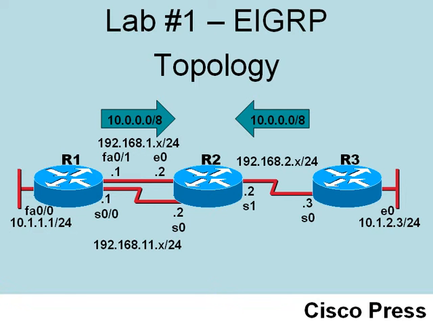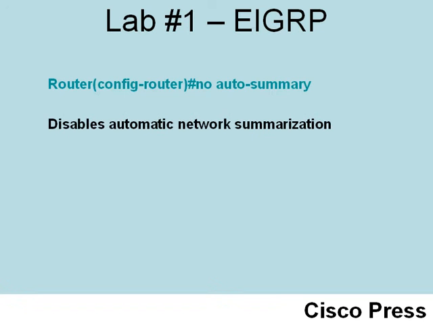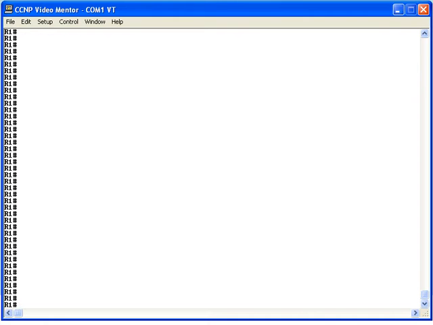How do we fix this? We need to turn off auto summarization. To turn off auto summarization in router configuration mode, we want to say no auto-summary to disable automatic network summarization. Let's do this for each of our three routers. Let's start back over on router R1.